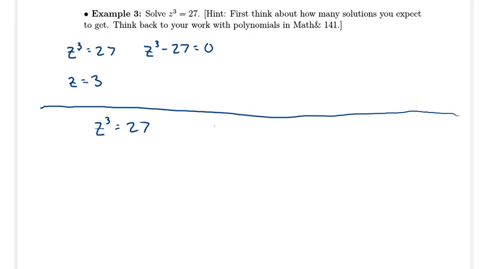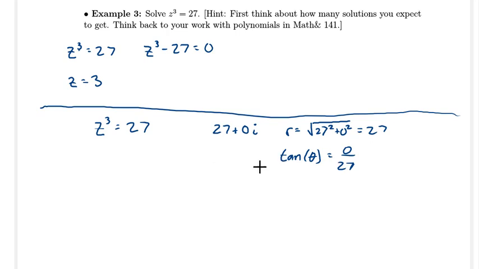Okay, well, 27 is the same as 27 plus 0i. So when I think about the r value, that's going to be the square root of 27 squared plus 0 squared, which is of course 27. No big surprise there. But what about the angle? So the tangent of theta is going to be 0 over 27. And from there, we can make a couple of observations. On the one hand, we can say theta could equal 0.